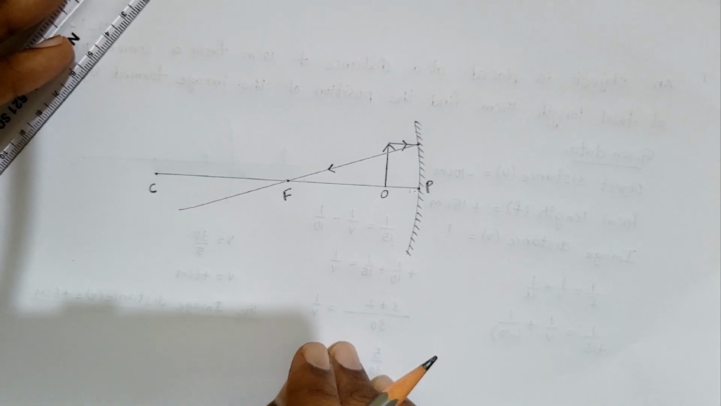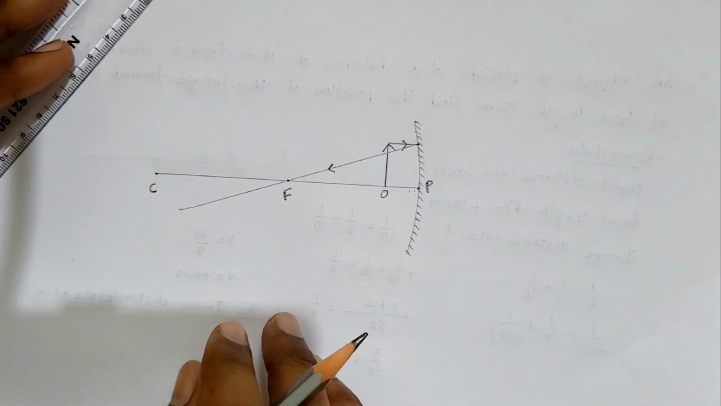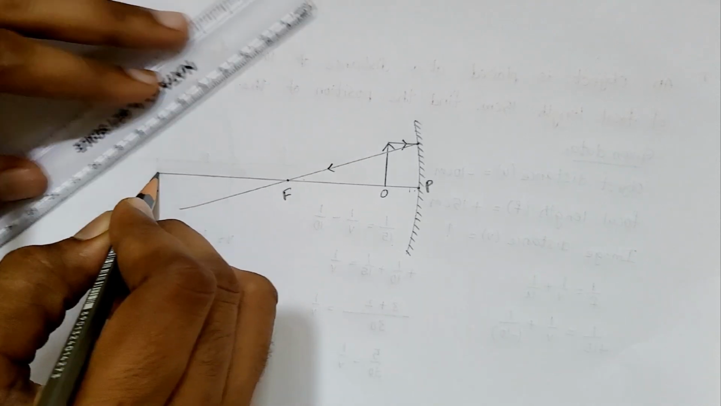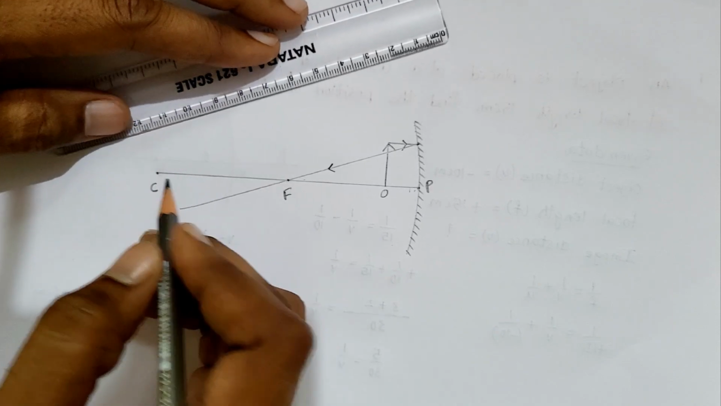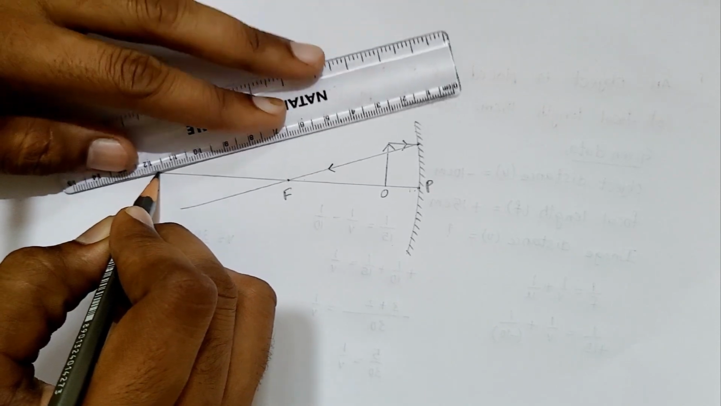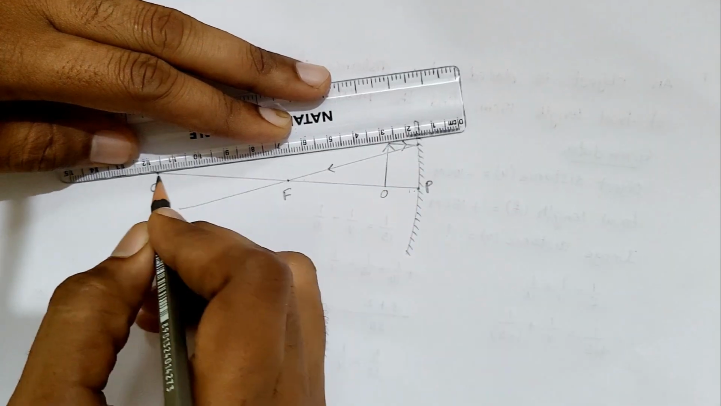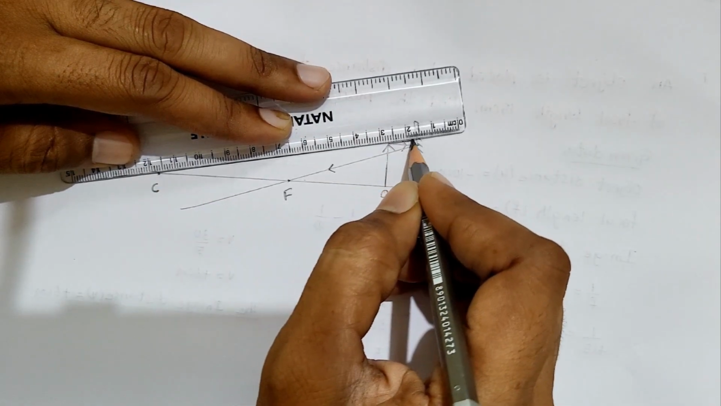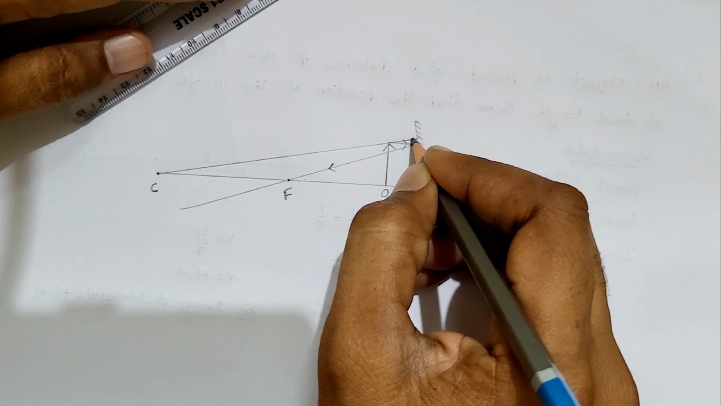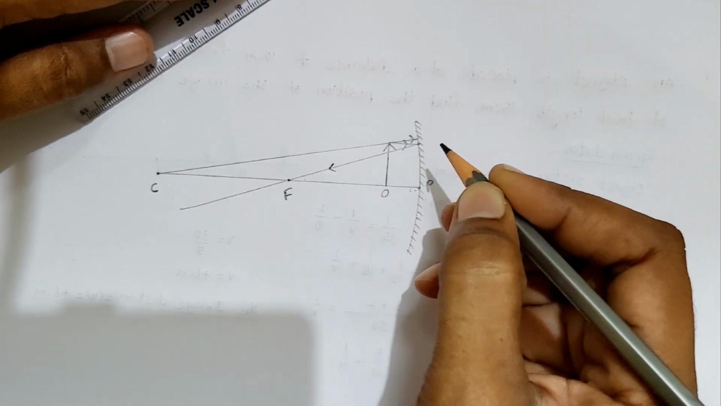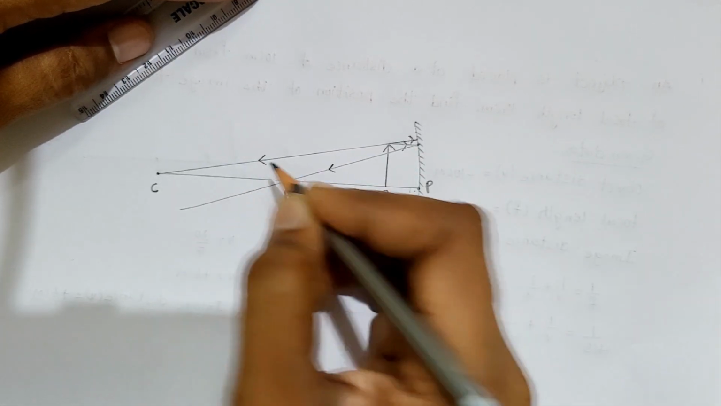One more light ray we want. See, one more light ray we can take through the center of curvature or through the pole also. I'll take it through the center of curvature. Make sure these two points are coinciding. So this is another light ray. Closely, if you observe, you can see neatly. After reflection, it is retracing the path.